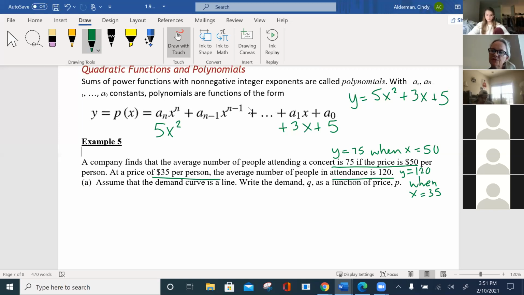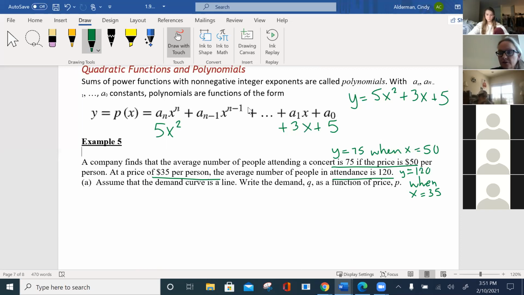Okay, so they're basically giving you 2 points. And they also tell you that this demand curve is a line. So we're going to write the demand as a function of price. Really what they're asking you to do here is write an equation, giving you 2 points. So giving you 2 points, x and y, write an equation.